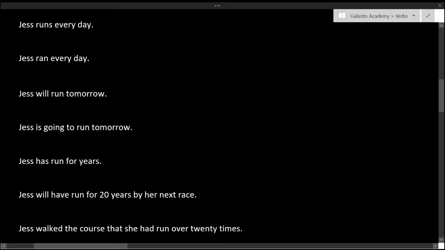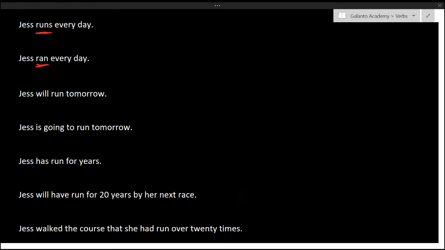So we are really used to looking at our present tense, just runs every day, and our past tense, just ran every day. But the reality is we have a ton of different types of verb tenses. We have future, we have past perfect, present perfect, all that kind of stuff. You might recognize those names if you've taken another language, but we really don't talk about our verb tenses that much in English because we've already grown used to using them.